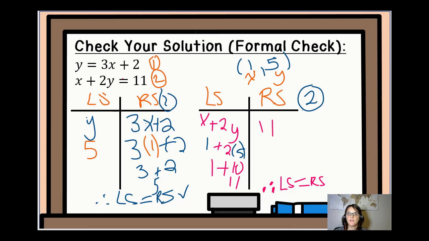So because the solution is satisfied for both equations, then in fact 1, 5 is the solution. So we can conclude that since left side and right side checks are both equal, therefore 1, 5 is the solution.